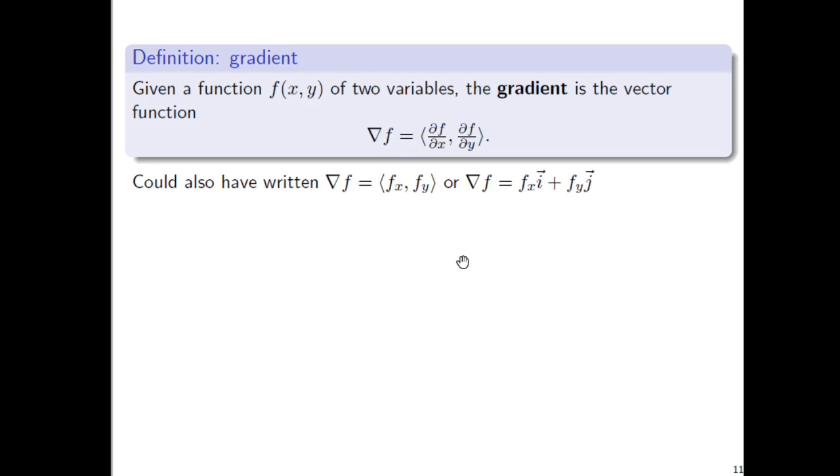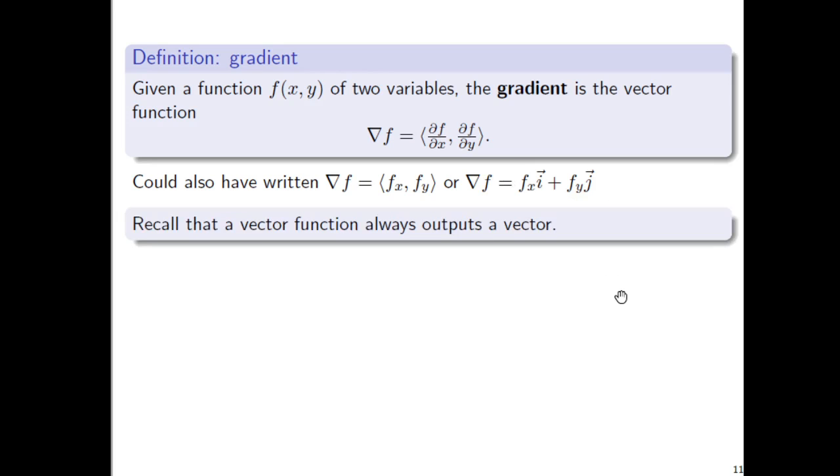We could have, by the way, just to get you used to some other notations, right? We could have said that this was defined delta, not delta. This symbol is actually called nabla in LaTeX, but we'll say gradient. Right? So the gradient of f equals f sub x comma f sub y in angle brackets. Or if we wanted to not use the angle bracket notation, of course, we could have the ij notation as well. So there's actually going to be lots of different notations for the same thing. Recall that a vector function always outputs a vector.